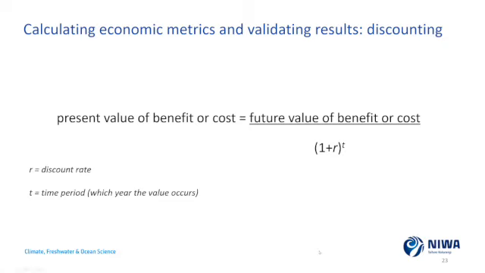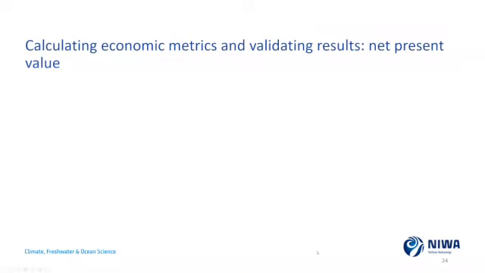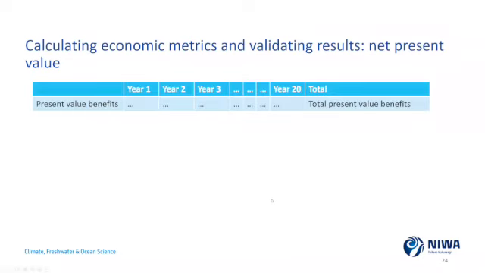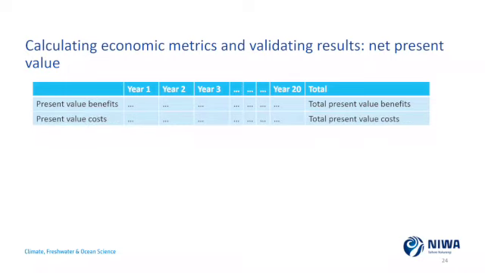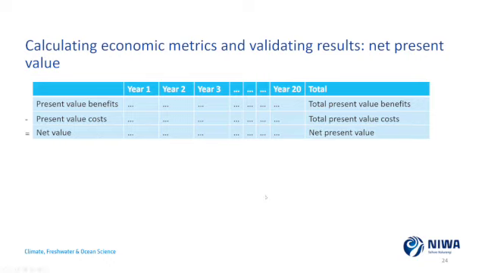Next slide. So if you're doing this CBA in Excel, you might set it up by having a row with all your present value benefits. So those are your benefits that are discounted over time. And then below that, you can put all your costs and subtract one from the other. And that's your net present value.